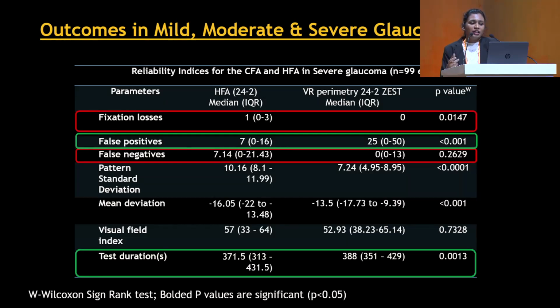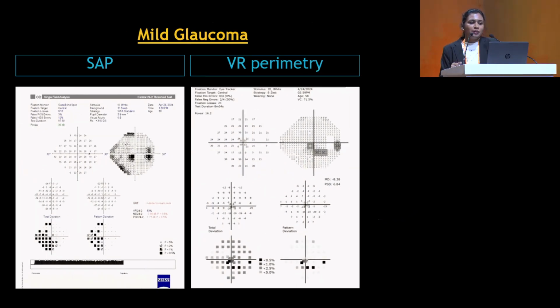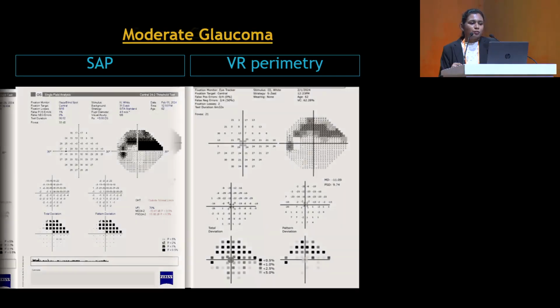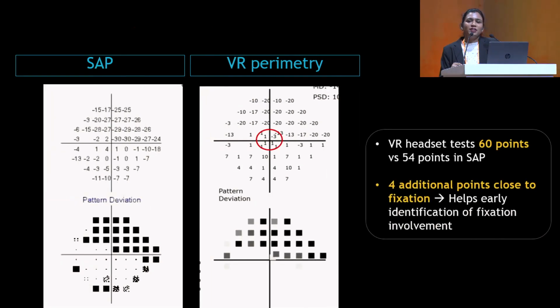Again, there was a trend of lesser fixation losses and false negatives. In addition, there was significantly better threshold sensitivity in the VR perimetry group when it came to severe glaucoma. These are some samples obtained from standard automated perimetry and VR perimetry. This is moderate glaucoma and this is severe glaucoma. This VR headset is testing 60 points in 4 quadrants, and in addition there are 4 central points closer to fixation.